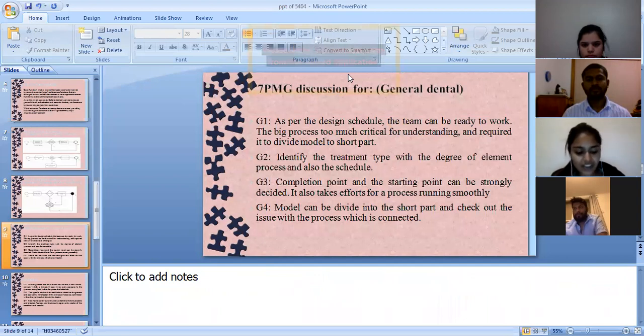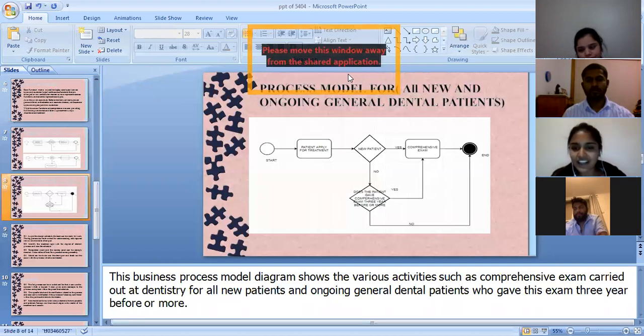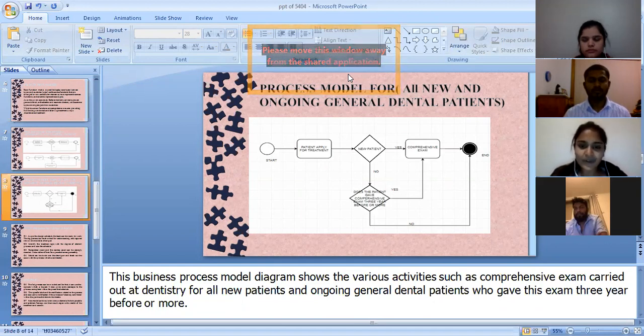here, that when a patient arrives, we will check whether the patient is a new or an old one. Because there we need to conduct different activities depending on the patient, like a general patient or a new patient or a cosmetic surgery or orthodontic patient. So now I'll move forward to the next slide.